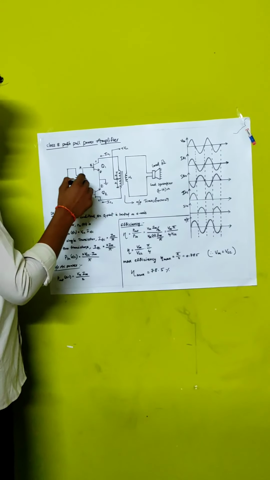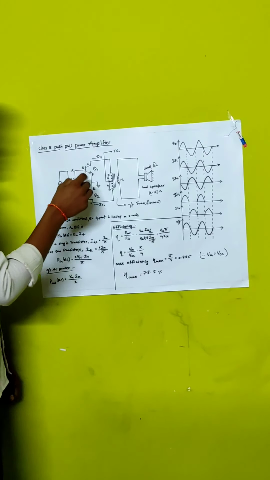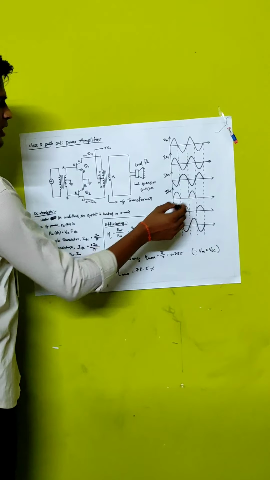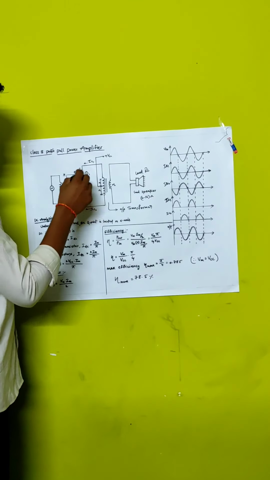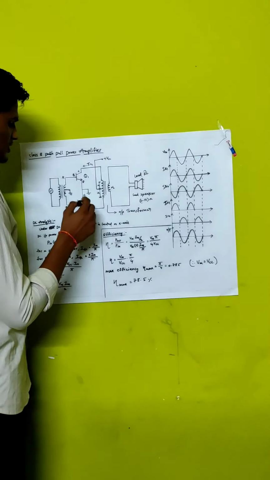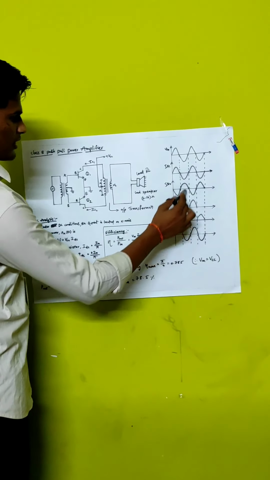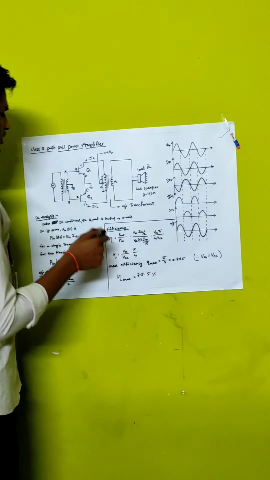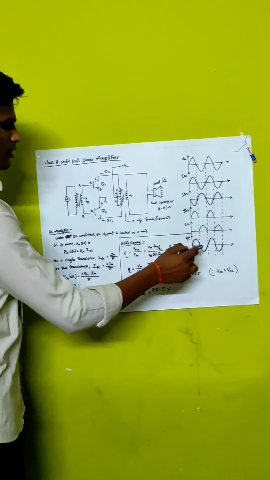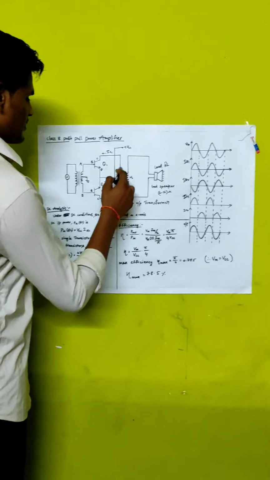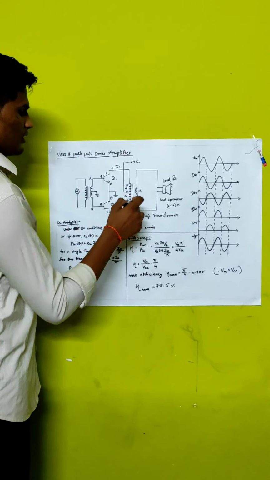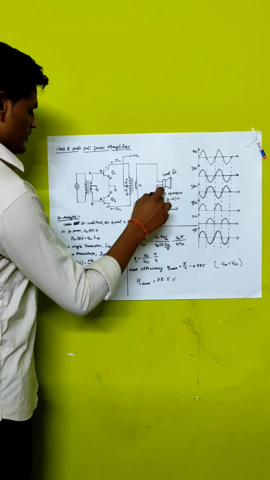Here transistor Q1 only conducts for the positive half cycles, and when Q1 is conducting, Q2 will be off. Transistor Q2 conducts only for the negative half cycles, and when Q2 is conducting, Q1 will be off. Therefore, the total required output is obtained by combining these at the center tap output, and this output is given to the loudspeaker.